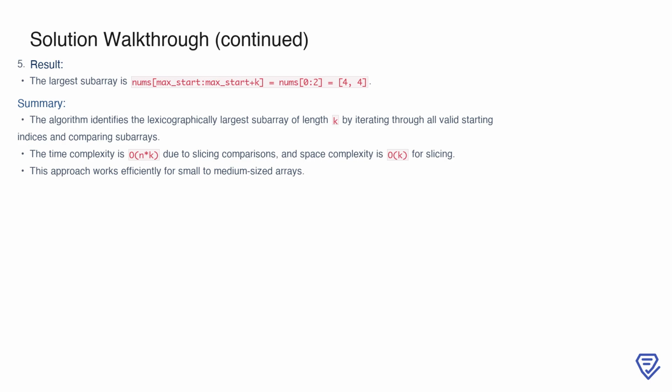The time complexity of this approach is O(n * k) due to the slicing comparisons, and the space complexity is O(k) for storing slices during comparisons. While this method is efficient for small to medium-sized arrays, optimizations might be needed for very large inputs. This step-by-step process ensures correctness and clarity in determining the largest subarray.